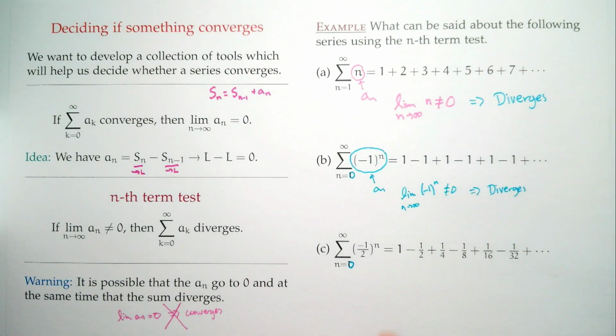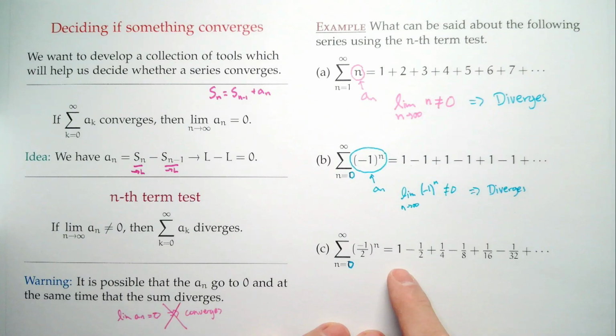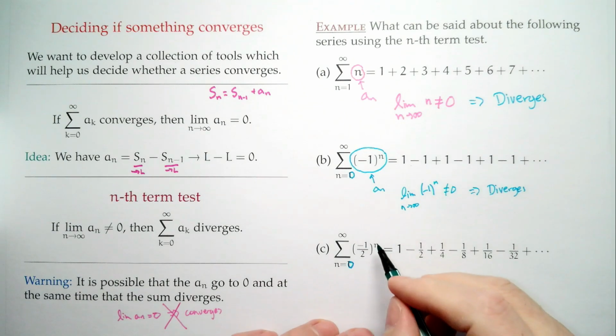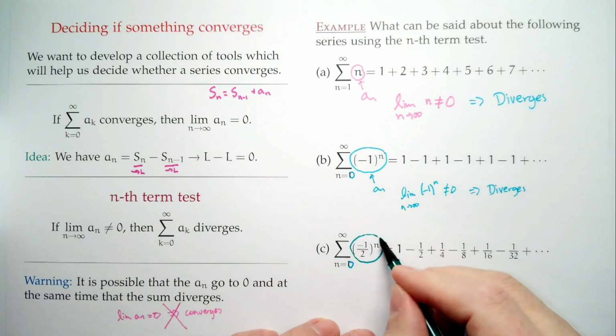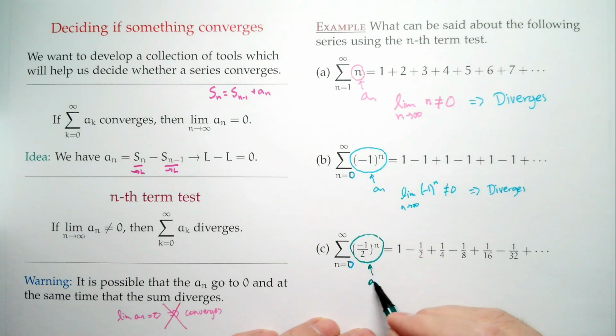All right, last one. Sum n equals 0 to infinity of minus a half to the n. So that's 1, then minus a half, because that's minus half to the 1, plus a quarter, because that's minus half squared, minus an eighth, plus a 16th, and so forth. All right. So that is our nth term. That's our a sub n.